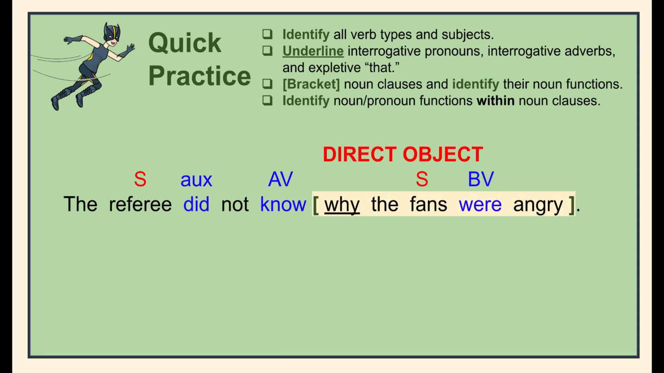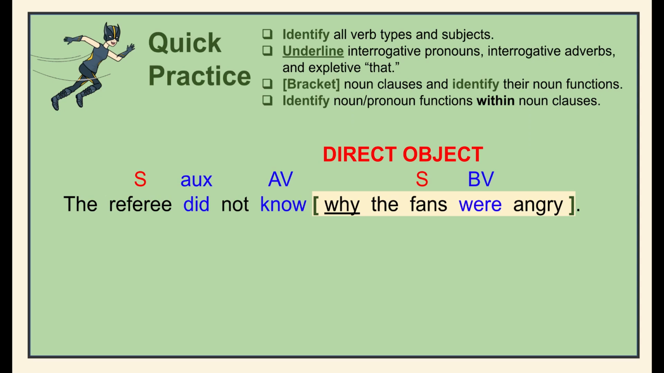The first verb phrase in this sentence is did know. Know is an action verb. Its subject is referee. The second verb is the be verb were. Who or what were? Fans were angry. The interrogative adverb why begins the clause and makes it dependent.